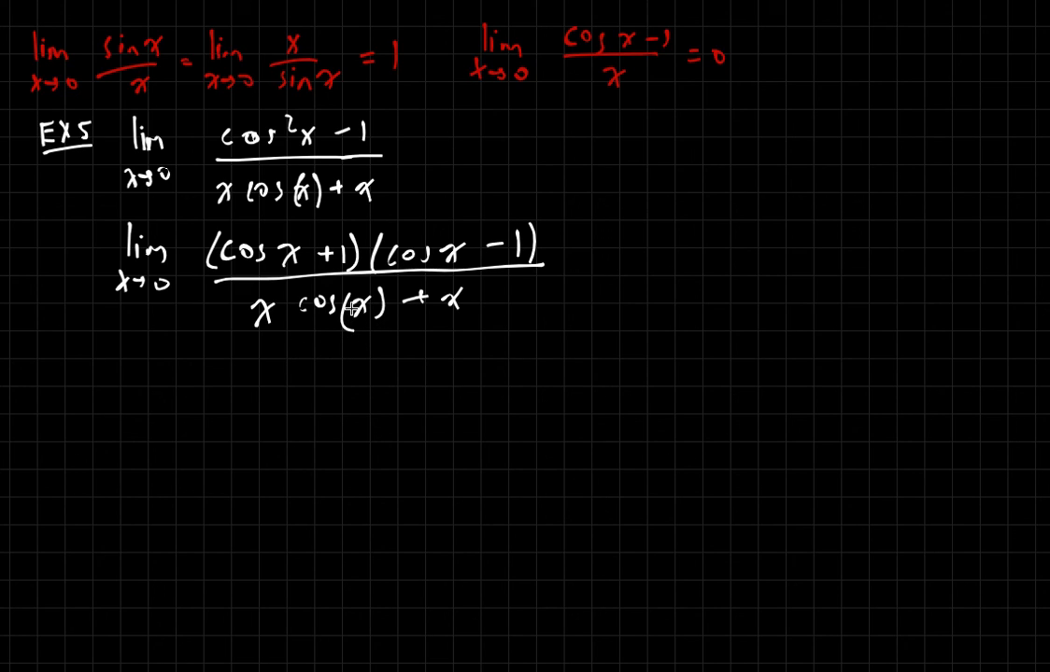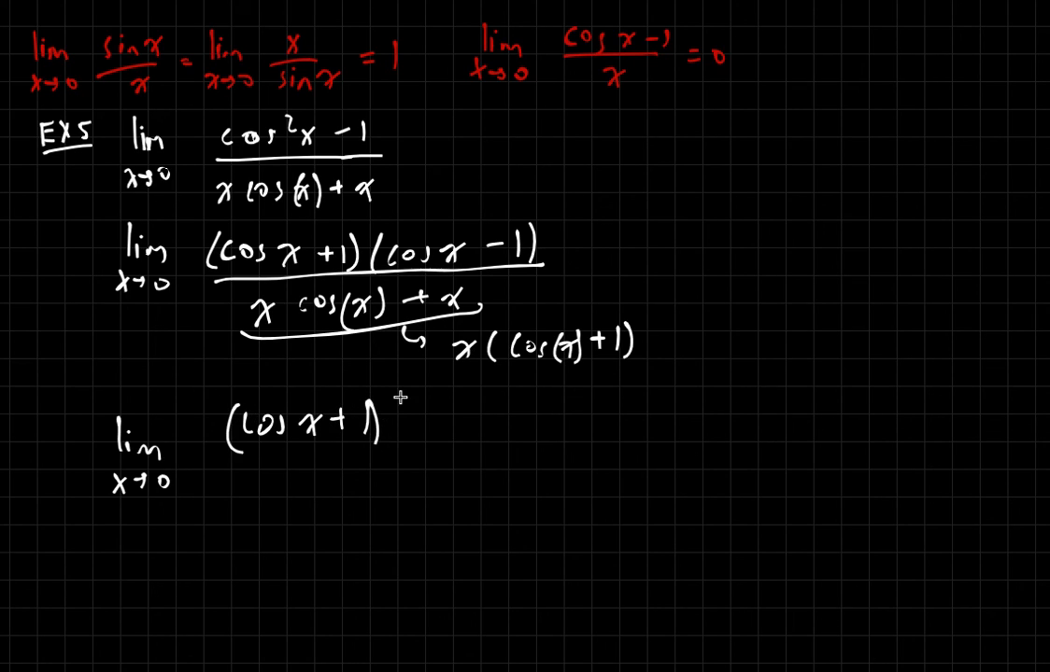And now it's still not entirely obvious. But I noticed that this x and this x right here can be factored out. Or let's just rewrite it here. So this can actually just be rewritten as x times cosine x plus 1, right? Which ultimately can be rewritten as cosine x plus 1 times cosine x minus 1 over x times cosine x plus 1.